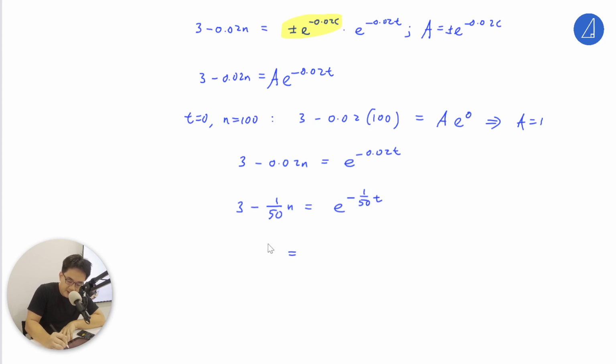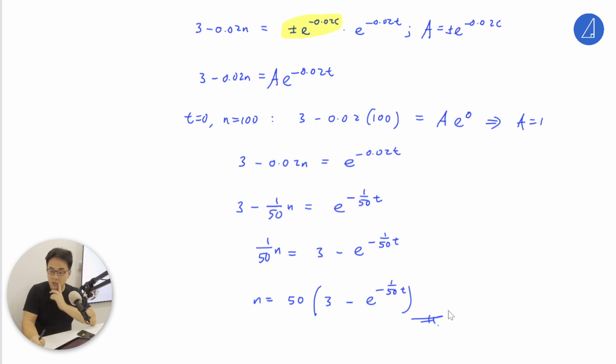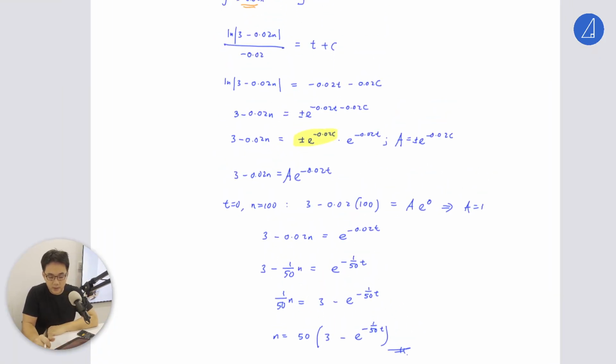So N will be 3 minus e^(-1/50 t), all divided by 1/50, which gives 150 minus 50e^(-1/50 t). Okay, so that's how you express N in terms of t.